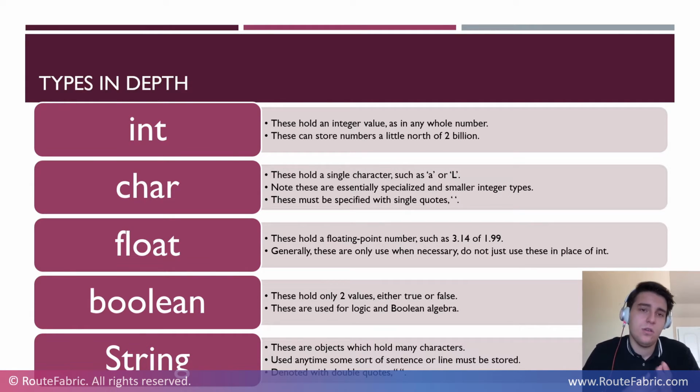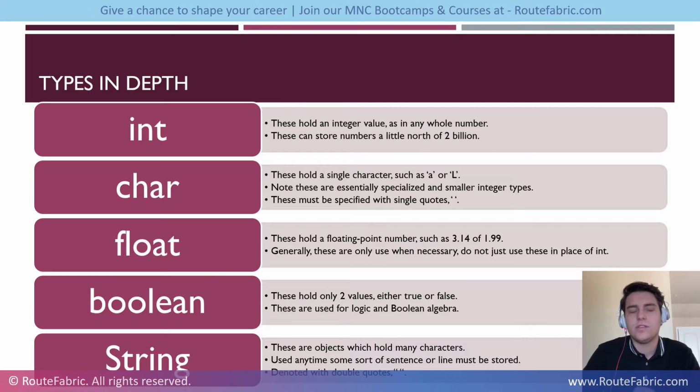So Boolean. Booleans are another primitive type, and they only hold two values, either true or false. So we're not going to use these starting off just yet, but these are going to be essential for when we get to logic and Boolean algebra. Once we get to decisions, these are going to be a big deal, and you're going to want to use Booleans for this. So strings, we already talked about them a little bit as well.